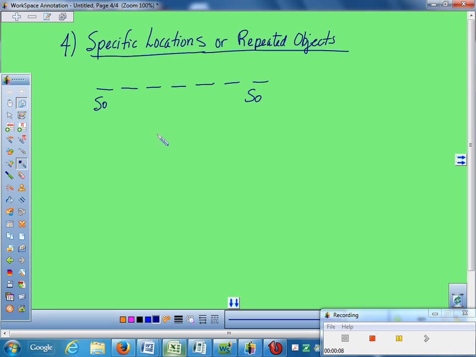I want 2 juniors in those slots, and the other 3 seats can be anybody. Okay? So I'm telling you, you have to have certain people in certain positions. That's what I call specific locations. Certain person in a certain spot.